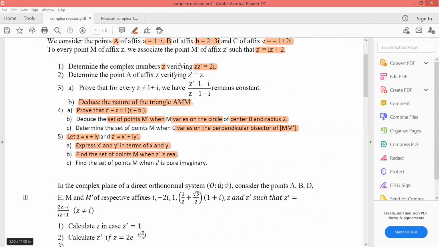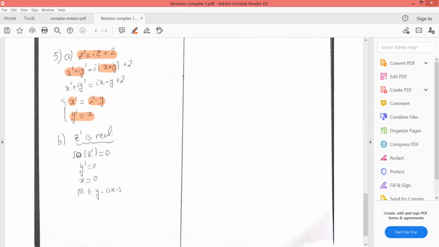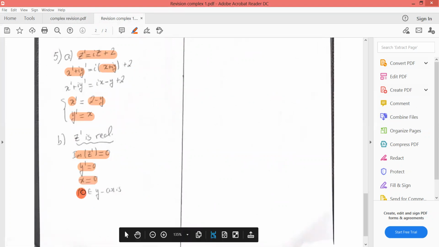The complex number is real is an argument. How much will it be? 0 or pi. Okay. So here the set of points M when Z prime is real: the imaginary part of Z prime equals 0, meaning y prime equals 0. Y prime is x, so x equals 0. So M belongs to the y axis.